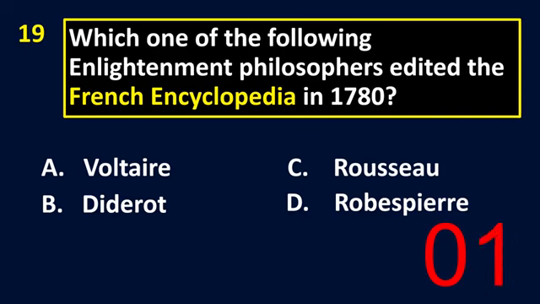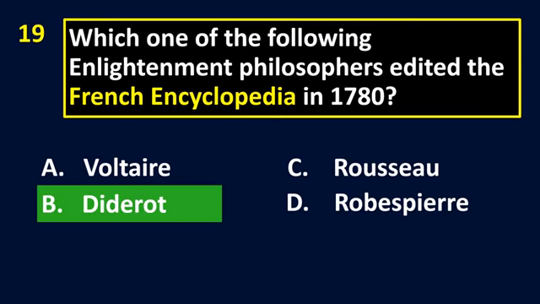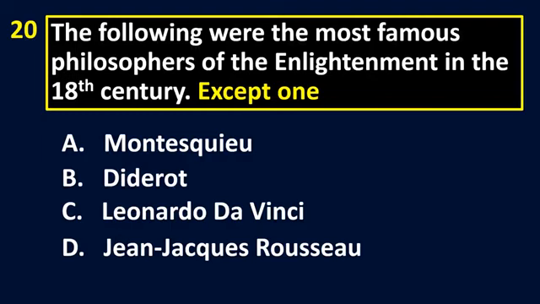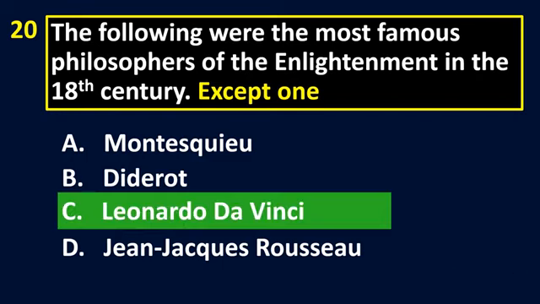The answer is B. Diderot. 20. The following were the most famous philosophers of the Enlightenment in the 18th century except one. A. Montesquieu, B. Diderot, C. Leonardo da Vinci, D. Jean-Jacques Rousseau. The answer is C. Leonardo da Vinci.